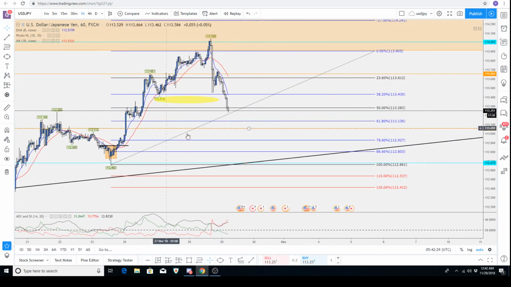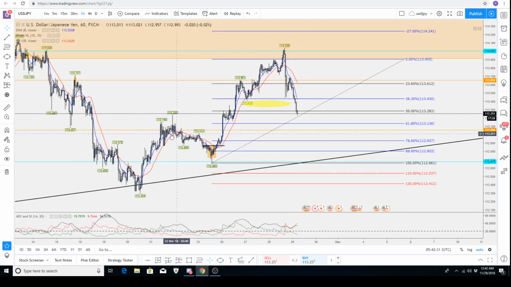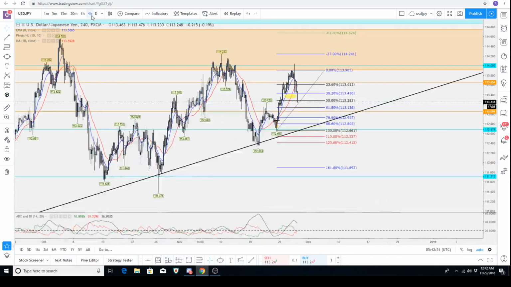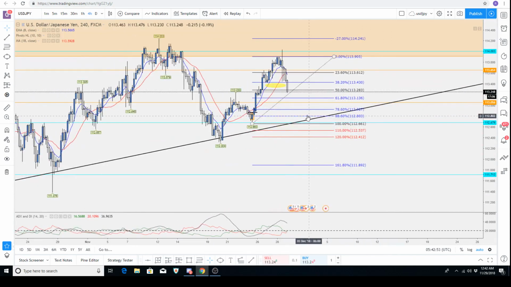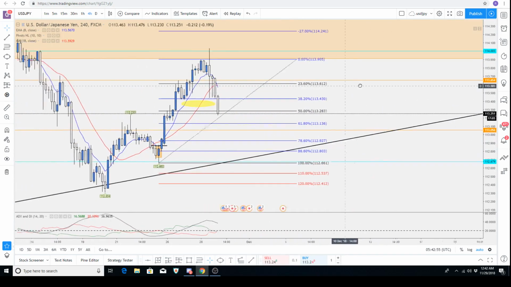Like I said again, I am expecting the market to come back down to at least here. And if it does come down here, one of two things is going to happen. It's going to either break this support and continue going down to 100%, right? If it breaks 61.80, then I'm expecting 78. If it breaks 78, then I'm expecting 88. If it breaks 88, then I'm most likely expecting a break of structure on that 4-hour time frame. So it's all about patience now and waiting to see what the market's actually going to do.